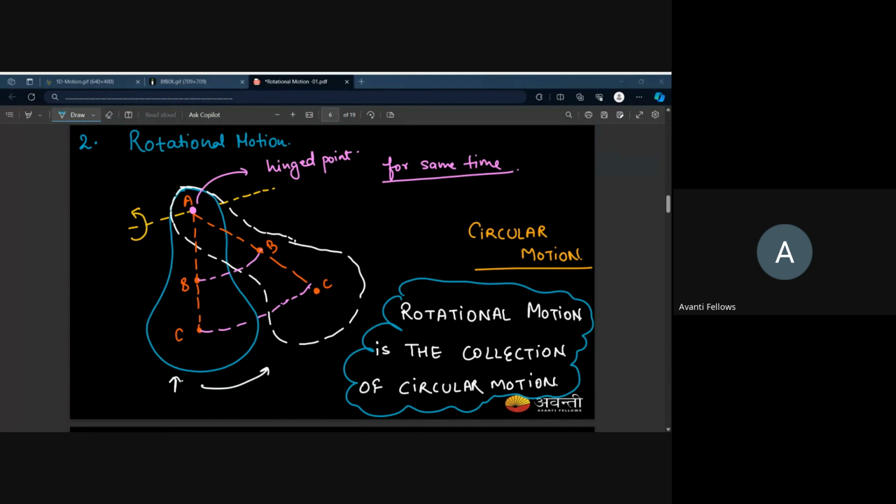Mm-hmm. Come on. Can you repeat your question? I just told you that every particle is covering a different linear distance in a given interval of time. So can you tell me a quantity which is the same for these motions, for these particles basically? Okay.